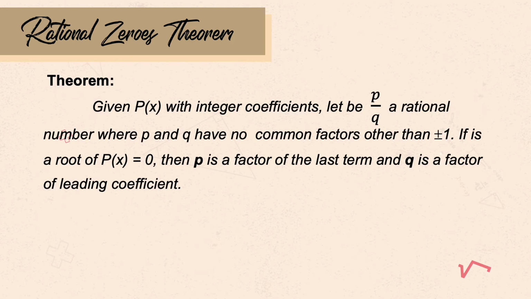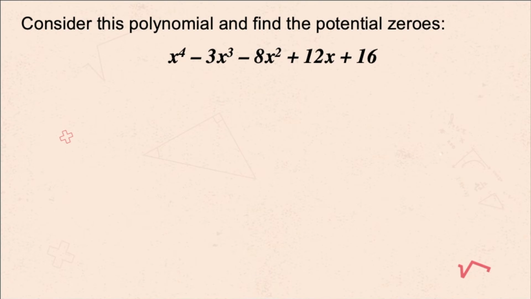So it's better to understand this theorem with examples. Let's begin with this first example. Consider this polynomial function and find the potential zeros: x to the fourth power minus 3x cubed minus 8x squared plus 12x plus 16. With the rational zeros theorem, in listing the potential zeros, we will just consider the last term, which is your p, and then your first term, which is your q.